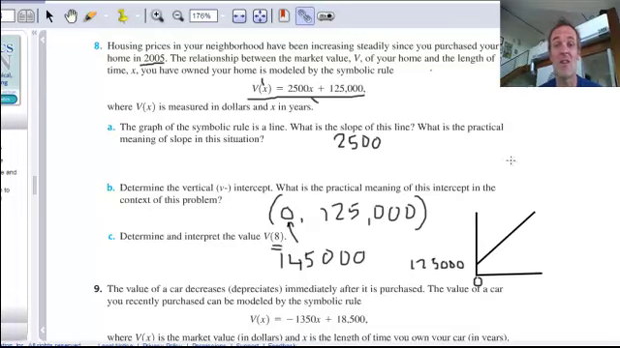So I can do this. If it went up by $20,000 in 8 years, divide 20,000 by 8, yeah, $2,500. The slope is $2,500. It went up by $20,000, plus the $125,000 originally, $145,000 now.